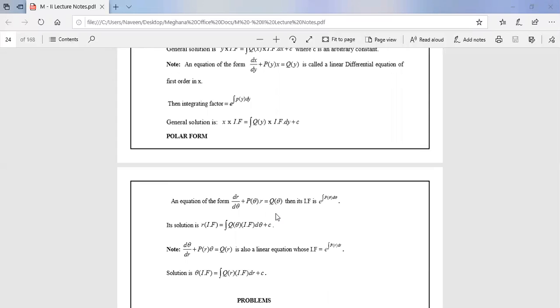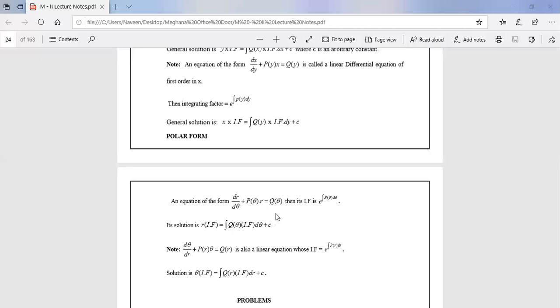In the same way, if you have a differential equation in polar form like d theta by dr plus p of r into theta is equal to q of r, it is also a linear differential equation whose integrating factor is e power integral p of r into dr. Then its solution is theta into integrating factor is equal to integral q of r into integrating factor dr plus c. So I have given you both Cartesian form and polar form of a linear differential equation of first order, in both the variables x and y, and theta and r.